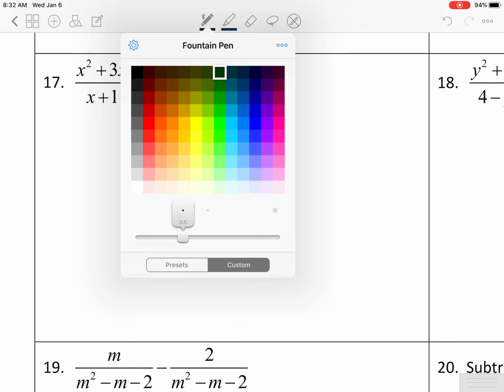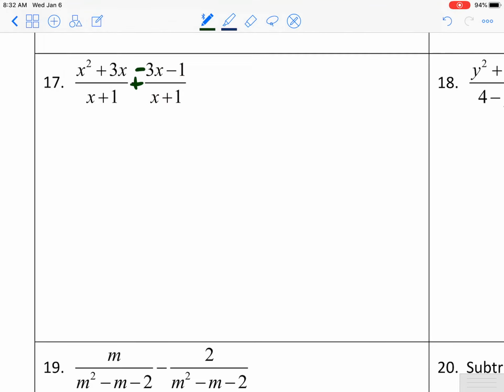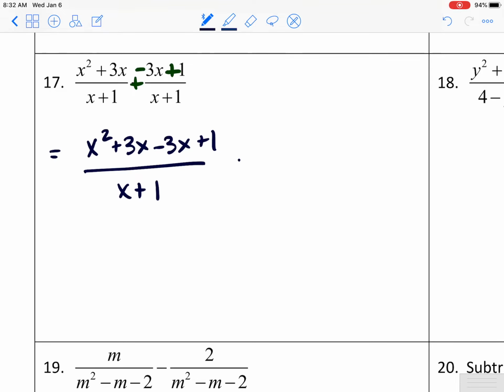Same thing, I got a subtraction problem. So go through, change your signs. So I have x squared. So 3x, so I have plus 3x. I'm just gonna rewrite this so we can see that these actually cancel. So I'm left with x squared plus 1 over x plus 1.